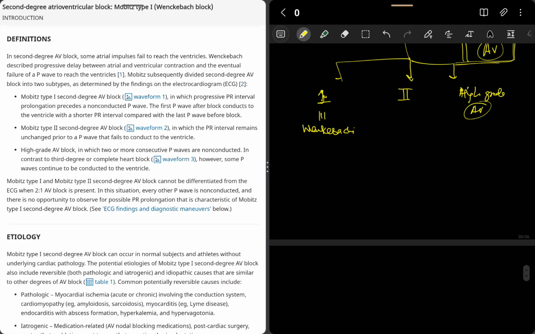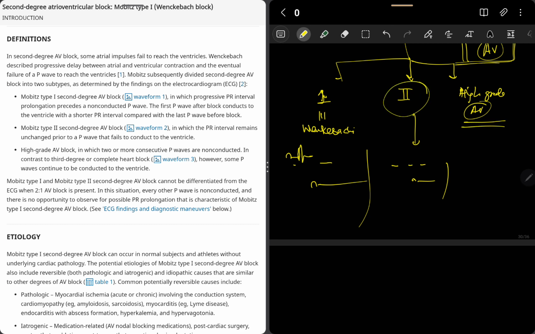What happens in Mobitz type 1 is, this is the P wave and this is the QRS complex. There is progressive widening of this PR interval, and finally one P wave is not conducted towards the ventricle. That's progressive, and then a sudden drop, sudden block. Here we don't get this progressive prolongation of the PR interval. Here the PR interval remains unchanged prior to a P wave that fails to conduct to the ventricle. So it will be normal, but one P wave will suddenly not be conducted to the ventricle. That's Mobitz type 2 second degree AV block.